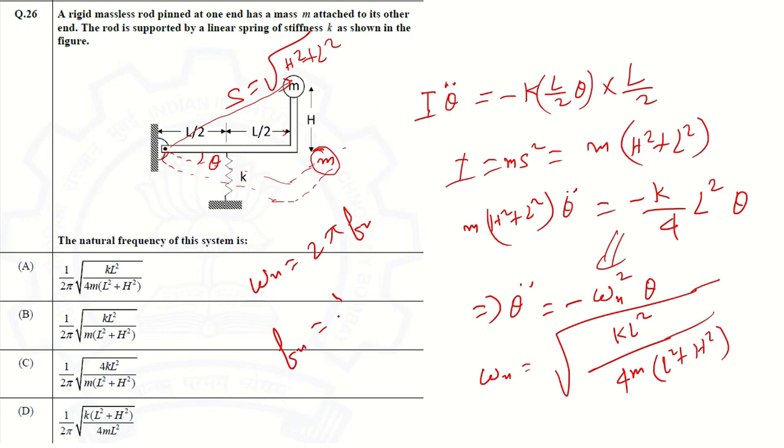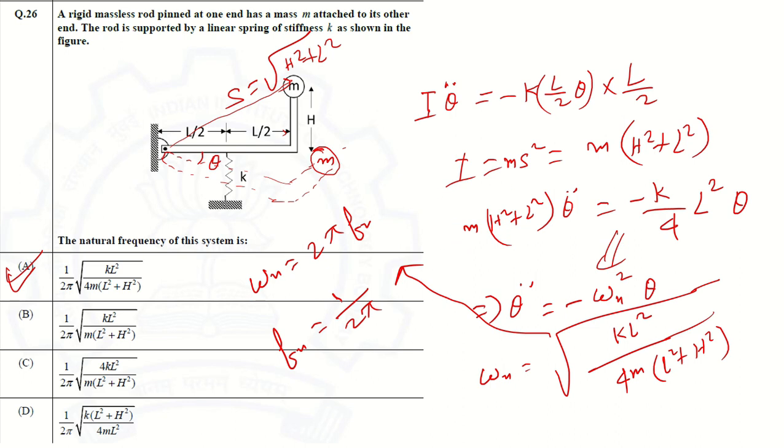F n is equal to 1 by 2 pi omega n. So omega n value is this one, right? This value we will put here. So in the options you will see 1 by 2 pi under root k l square by 4m into l square plus h square, that is A, the right option, right? 1 by 2 pi under root k l square divided by 4m l square plus h square. A is the right option. So likewise we can solve these questions.